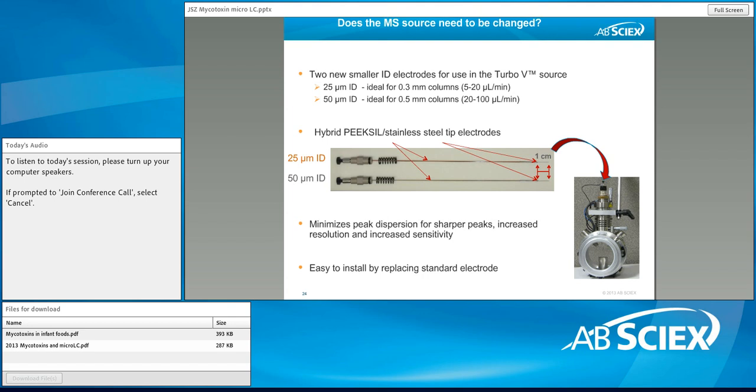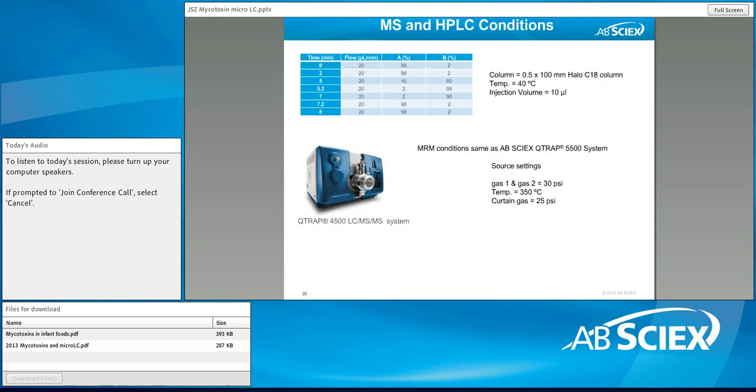But this change can be done very easily. You can see here, just take off the normal spray probe and put the new one in. That's it. Then it's finished, ready for measurement.